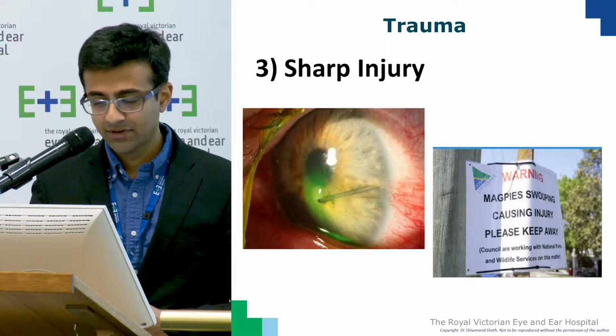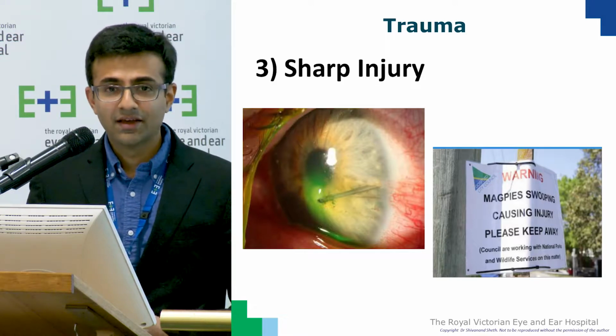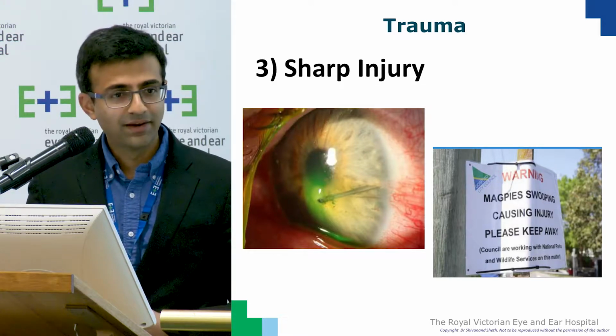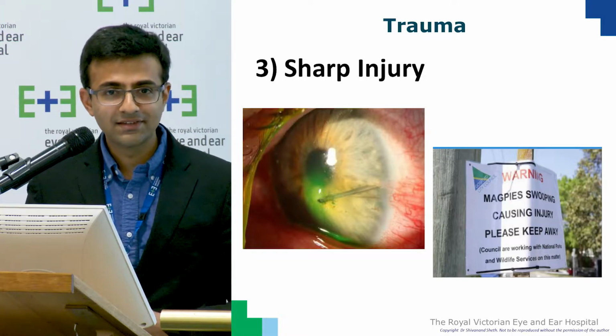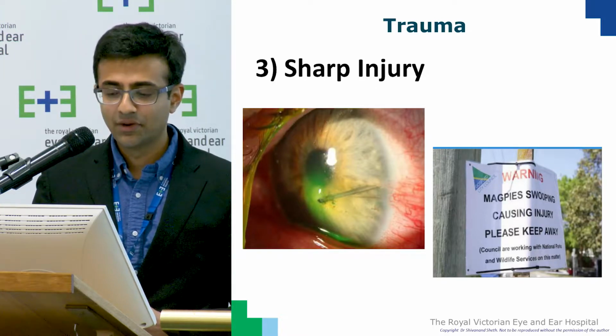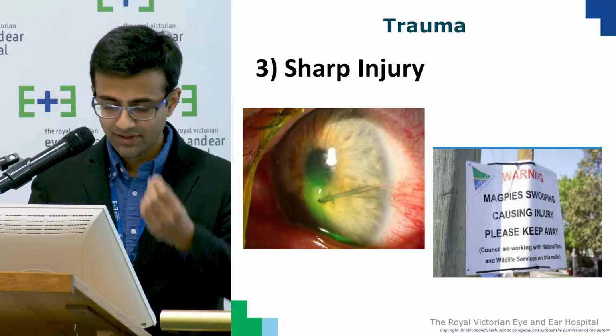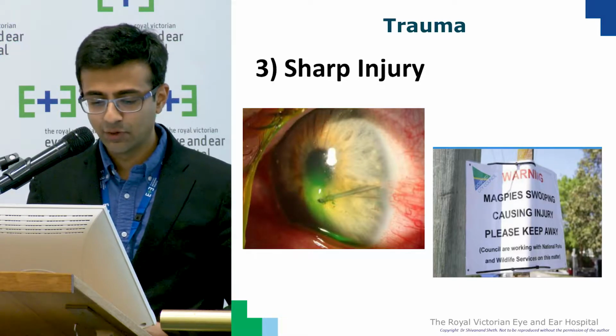Magpies are actually, so there's one thing that I've realized, that in Australia we do get a lot of magpie injuries, at least 2 or 3 every year during magpie swooping season. They actually tend to attack the eyes, which I didn't know before I came here.